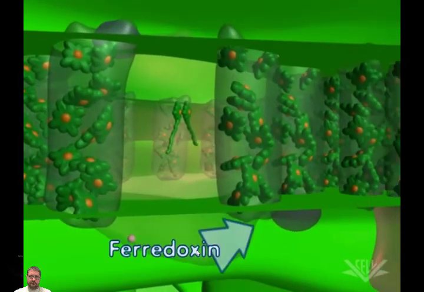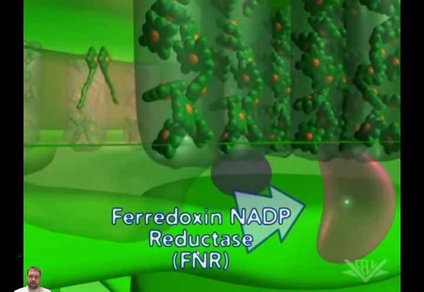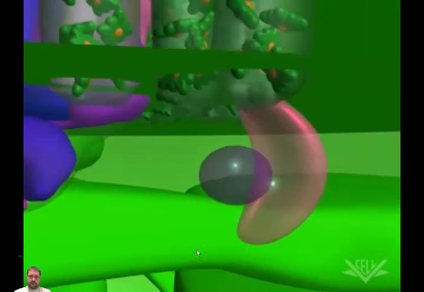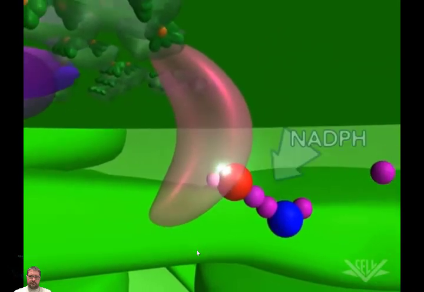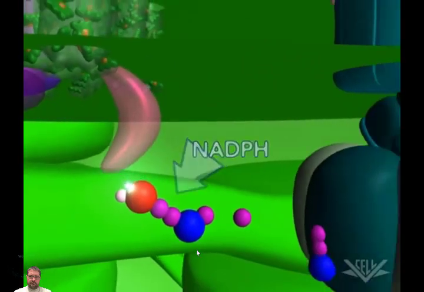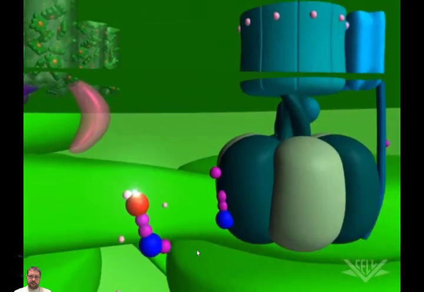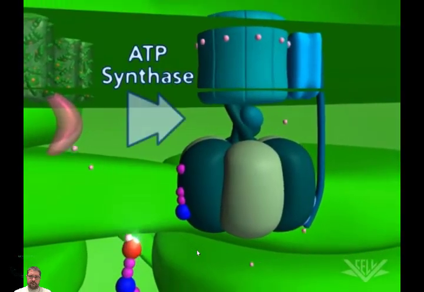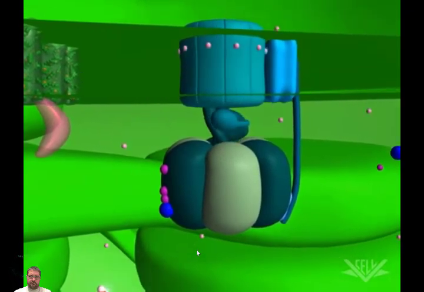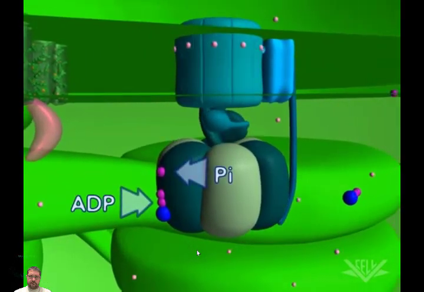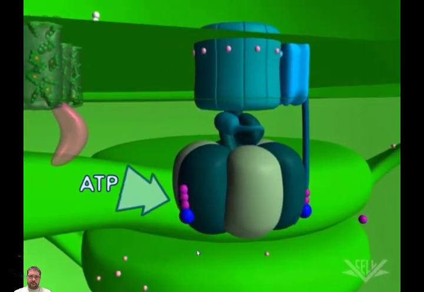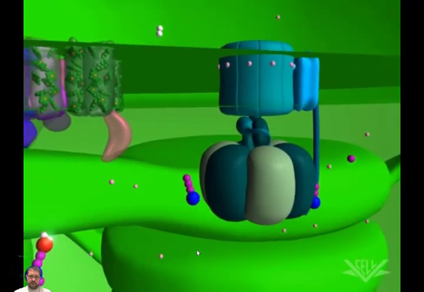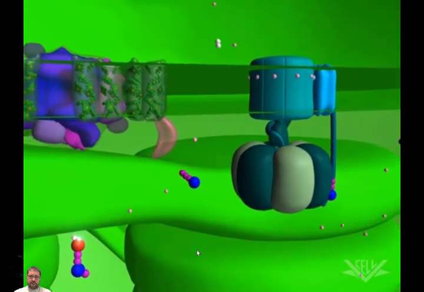Ferredoxin then transfers the electrons to the ferredoxin NADP reductase, also known as FNR. After 2 electrons are transferred to FNR, NADPH is made by adding the 2 electrons and a hydrogen ion to NADP. The gradient created by the electron transport chain is utilized by ATP synthase to create ATP from ADP and Pi. This is similar to the way ATP is synthesized in the mitochondria. ATP, NADPH, and molecular oxygen are the final vital products of photosynthesis.